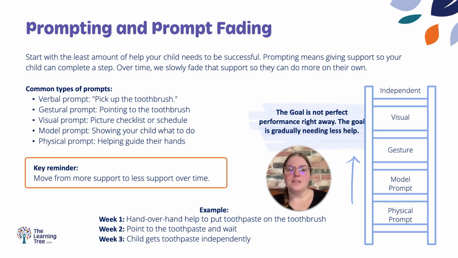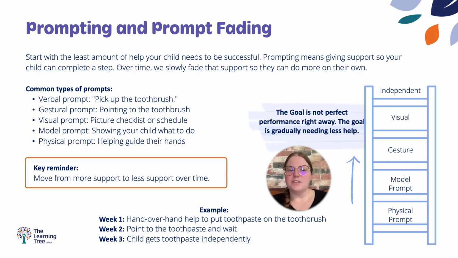Prompting and prompt fading. We want to start with the least amount of help that your child needs to be successful. Prompting means giving more support so that your child can complete each step. Over time, we want to slowly fade the support so that they are doing more on their own each time.